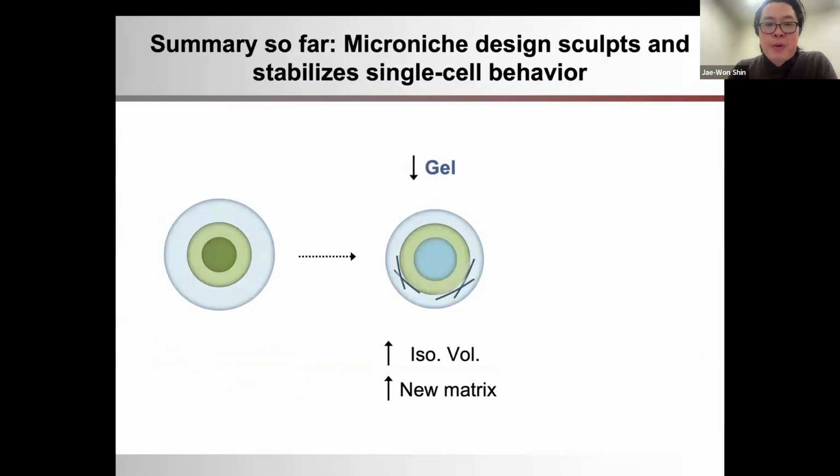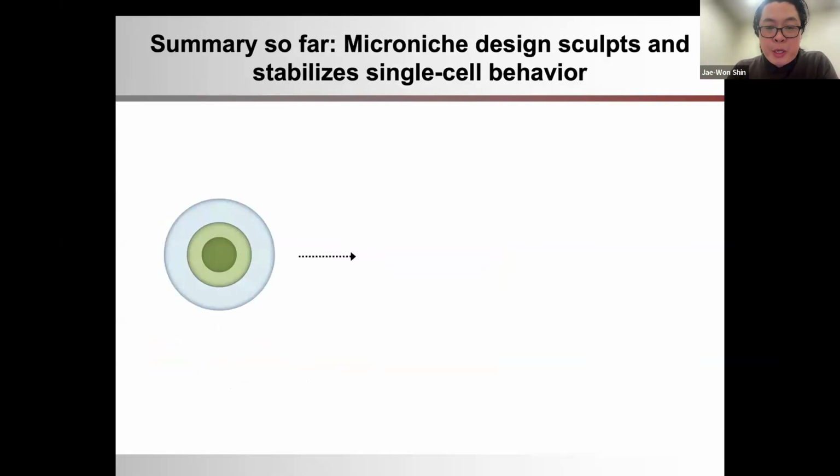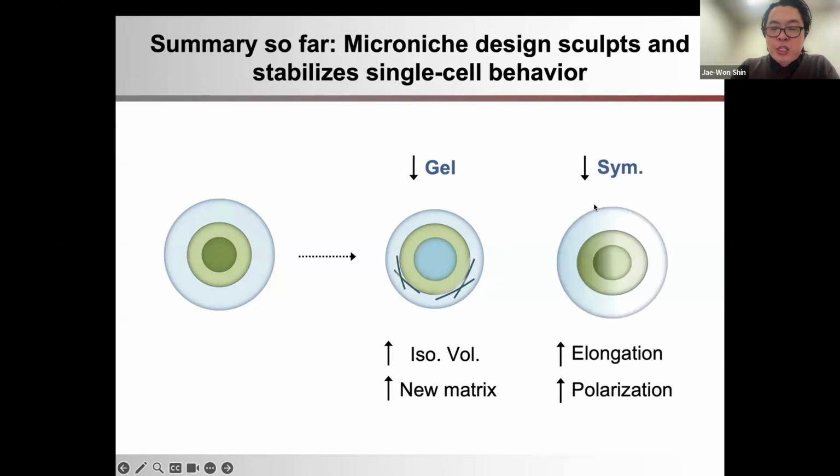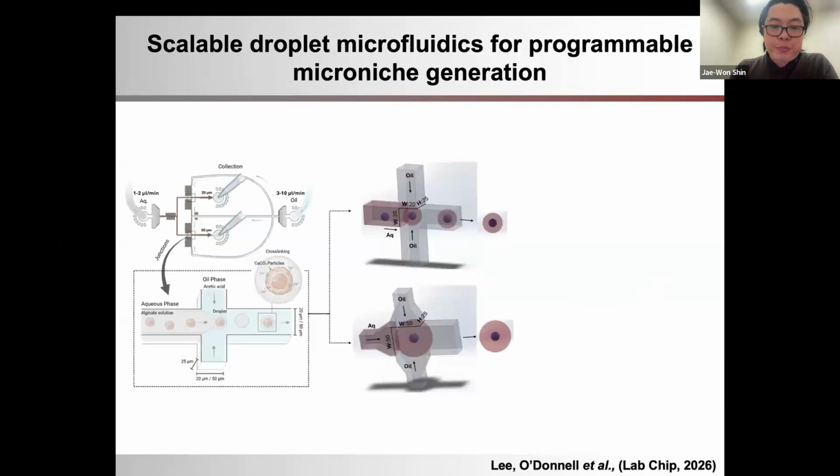So far, by leveraging droplet microfluidics at a very small scale, to the level that cells are able to sense and understand, we're not only able to achieve isotropic expansion and new matrix synthesis by decreasing the hydrogel amount, but also by breaking the symmetry of the adhesion ligands, we managed to achieve elongation and polarization of the cell. So thereby demonstrating that the microniche design sculpts and stabilizes single cell behavior.